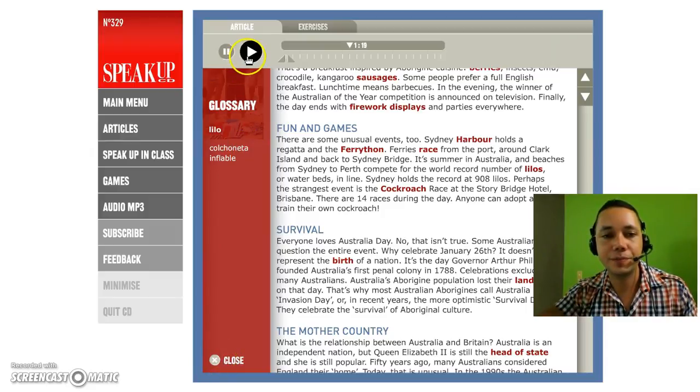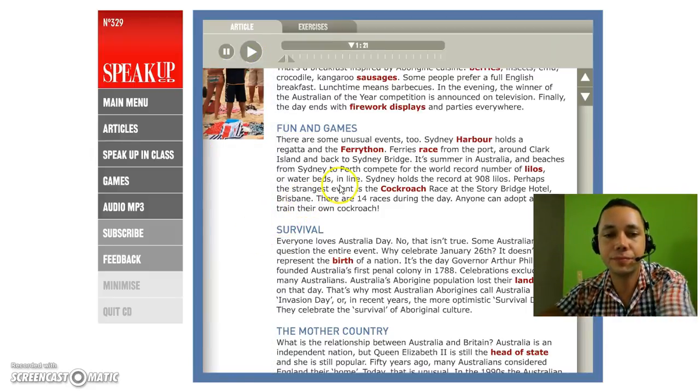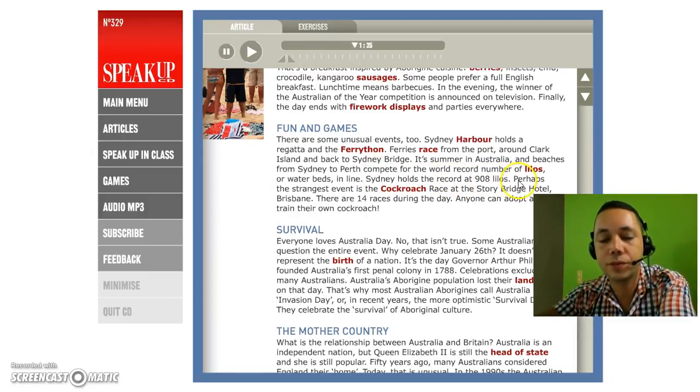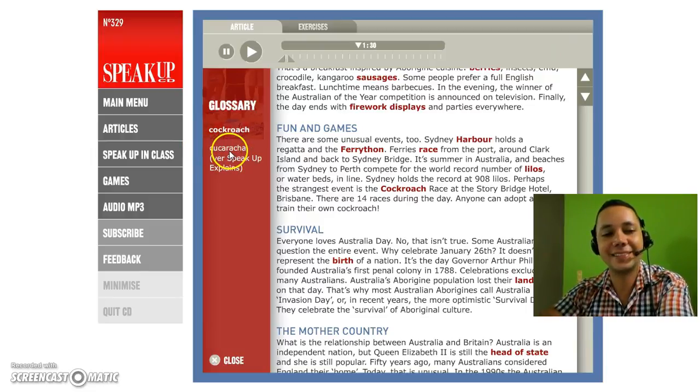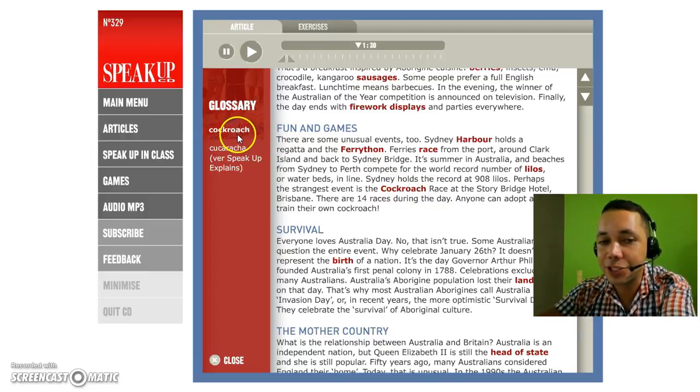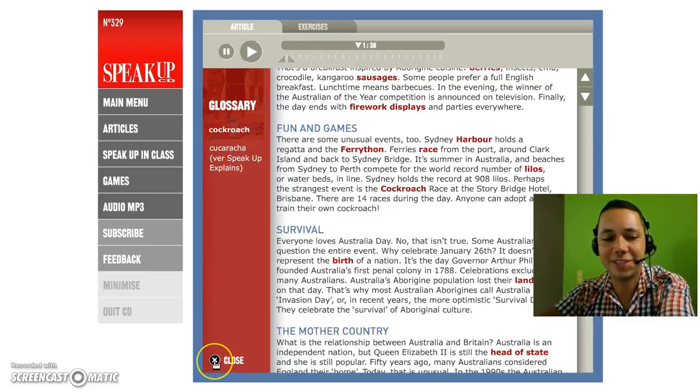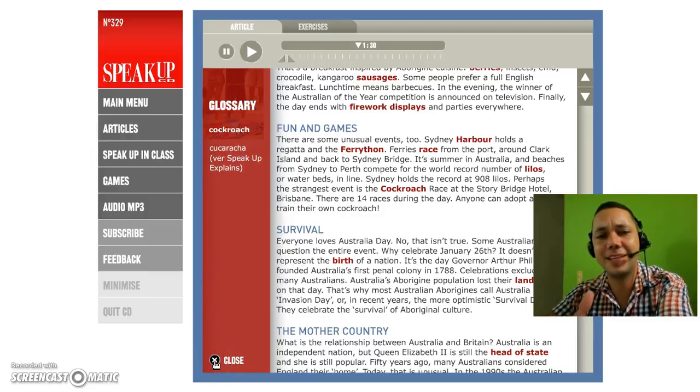So let's continue. Sydney holds the record at 908 lilos. Wow. Perhaps the strangest event is the cockroach race at the... You know what a cockroach is? Look. Okay, I will explain this later. So there's a race of cockroaches. Cockroach. There you have the meaning in Spanish. It's fantastic, really. Have you ever thought about that? There is a cockroach. Wow.